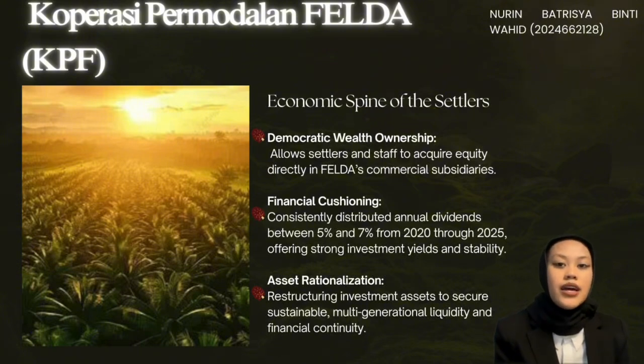Financially, KPF has acted as an incredible cushion. Between 2022 and 2025, KPF distributed over 1.2 billion ringgit in dividends and capital payouts. Settlers enjoyed highly competitive and stable annual dividend rates of between 5 and 7%. Currently, KPF is undergoing an asset rationalization phase. This restructuring is crucial to secure sustainable multi-generational liquidity and financial continuity. KPF remains a remarkable example of how cooperative wealth can stabilize rural communities.